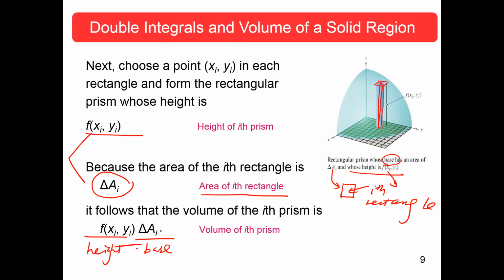Wait, to find the volume, you need to do base times height? Yeah, because this shape is pretty easy to find its volume, right? It's kind of like a long box. So think about the volume. Volume would be the area of the base times the height. Oh, okay. Right. I thought it was just the length. Oh, I'm sorry. Yeah, I should say area of the base. Area of the base times the height. Okay, that makes sense. Yeah. Delta A sub i times the function at (x_i, y_i).